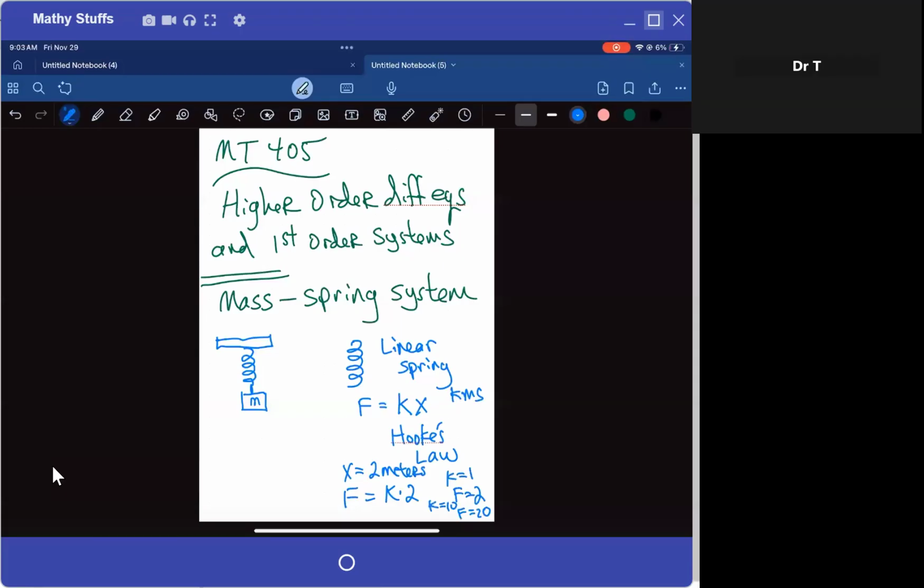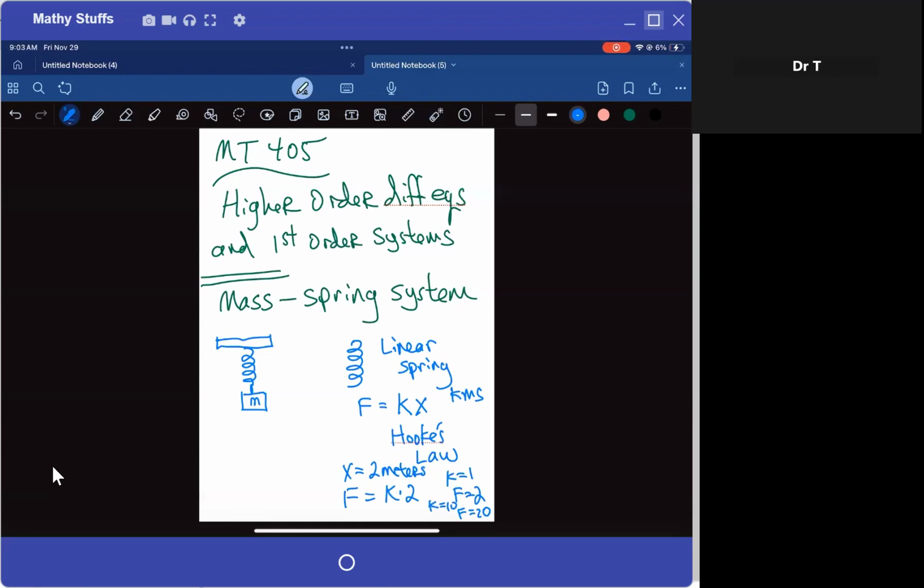Now, that's probably not a reasonable assumption if we're going to be doing large extensions, or just a reasonable assumption in general. But for small perturbations about equilibrium, so for small extensions or compressions, we could assume that the spring is linear. We're going to assume it's linear no matter what, and we'll still gain some understanding here.